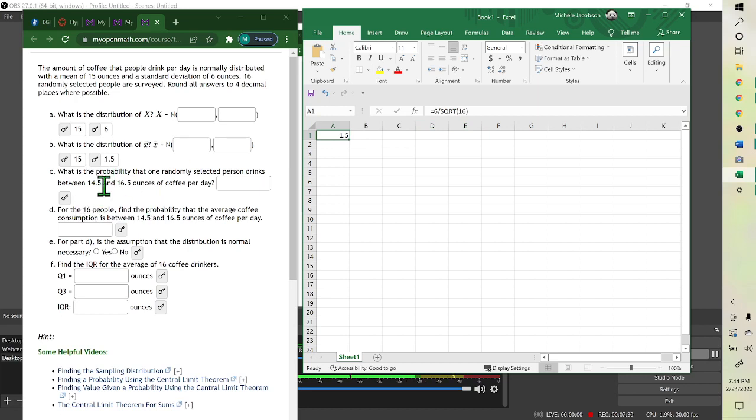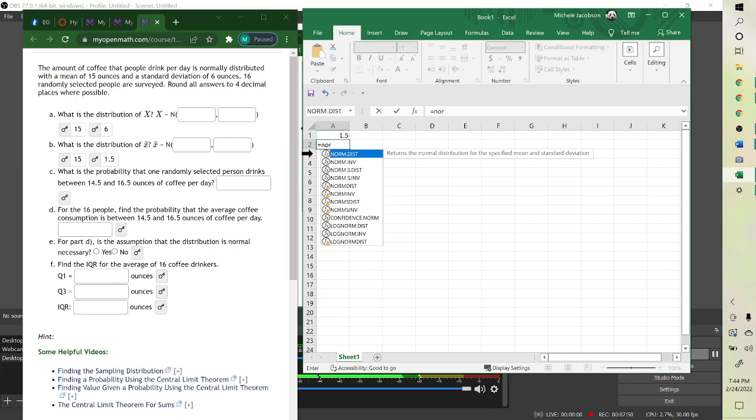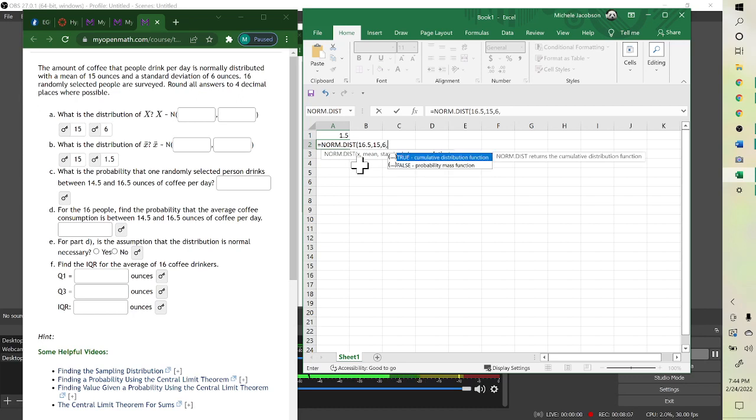And that's how they got the 1.5. Again, this one is in between. What is the probability that a randomly selected person drinks between 14.5 and 16.5 ounces of coffee a day? And this is one randomly selected person, so it's part A. We'll put equals norm distribution. And if you forget, it tells you what to put. X, which was 16.5, comma, the mean 15, standard deviation 6, cumulative 1, and hit enter.